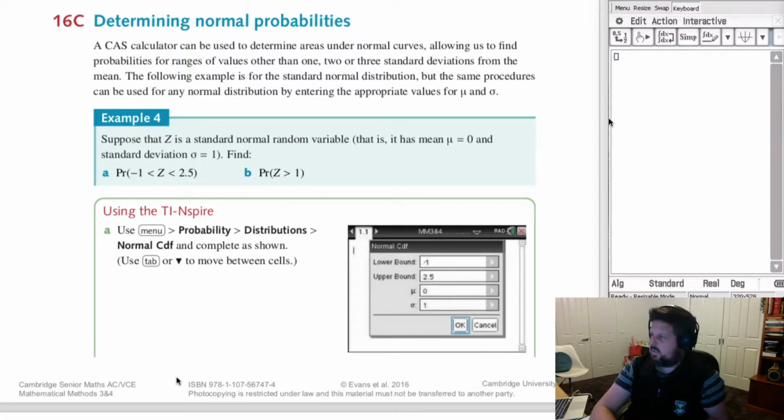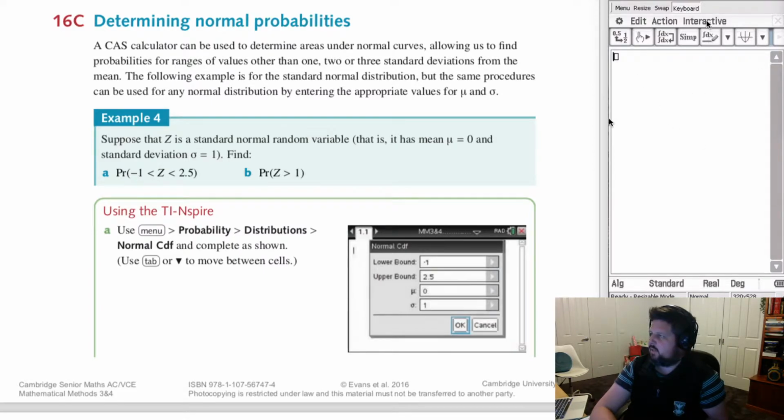Example 4, it says here, suppose that z is a standard normal random variable. In this particular case, it's got a mean of 0 and a standard deviation of 1. It's asking us to find the probability that z is in between -1 and 2.5 for part A, and for part B, find the probability that z is greater than 1. Now, I'm going to show you two different ways in which we can do this on our Casio class pad.